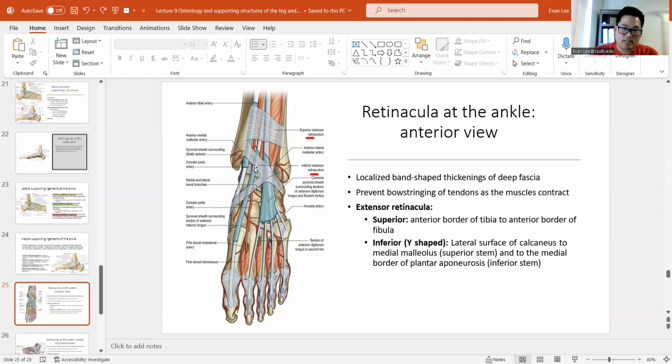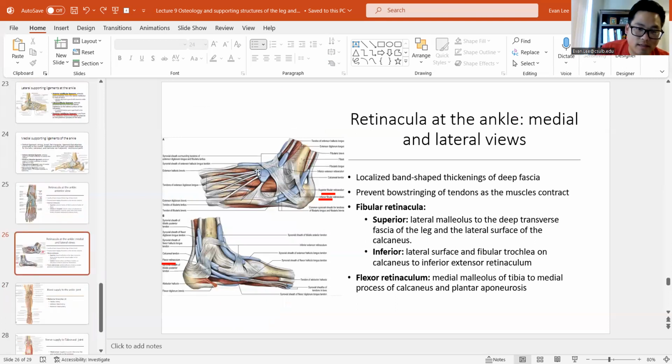And as you probably would expect, these retinacula are going to be covering, or mostly covering, the tendons of the major muscles, which we'll be talking about very soon. Some of them probably sound familiar, like extensor digitorum and maybe extensor hallucis in this case, but then some that are a little different, like tibialis anterior as well.